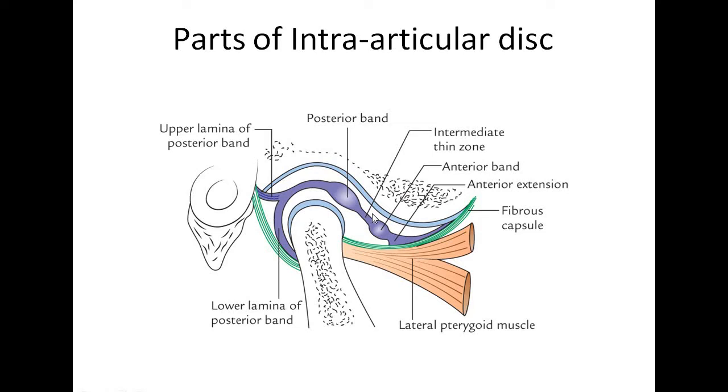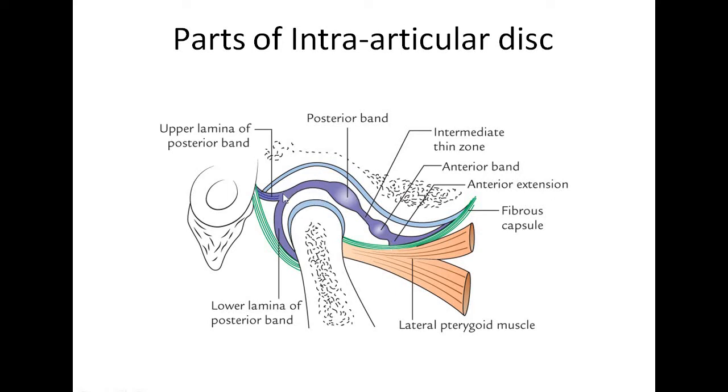It has a central depression on the inferior surface. In sagittal section, the disc appears to possess a thin intermediate zone. So this is the thin intermediate zone. This is the thick anterior band, thick posterior band, and from this thick anterior band there is the expansion which is called the anterior expansion, and posteriorly it has the bilaminar posterior region. So this is fibroelastic in nature.